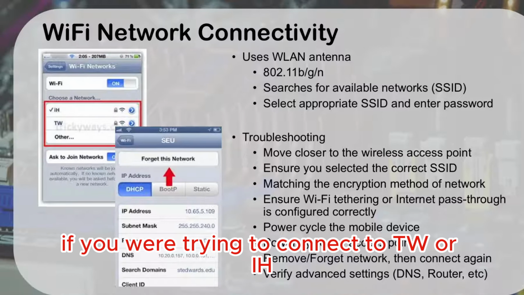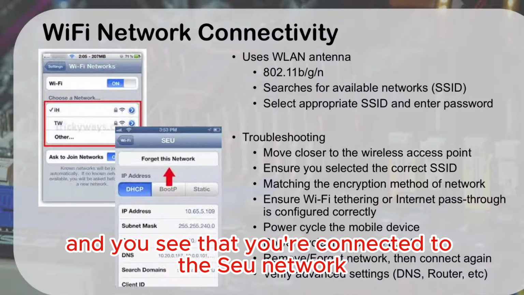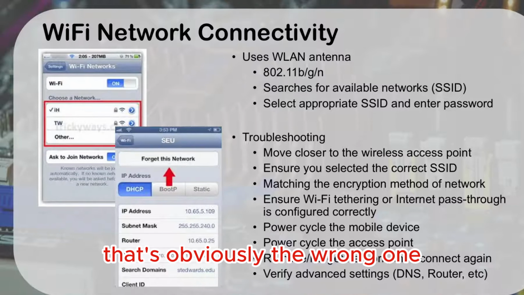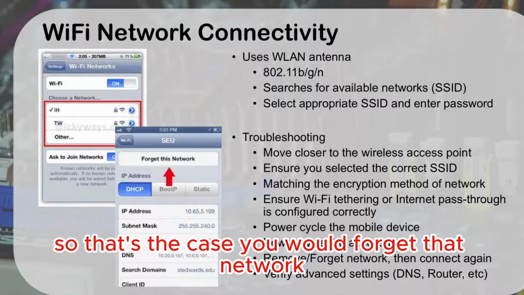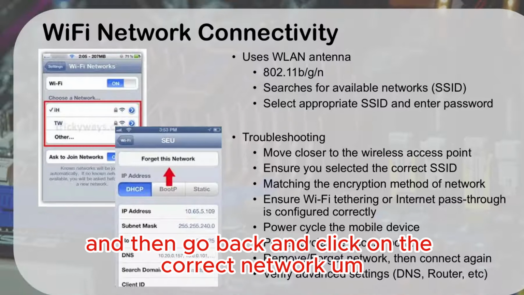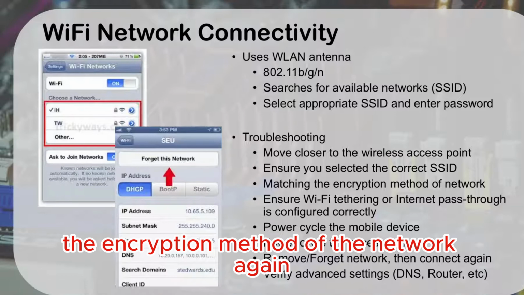So if you were trying to connect to TW or IH and you clicked on your network and you see that you're connected to the SEU network, that's obviously the wrong one based on what we thought we were connected to. If that's the case, you would forget that network and then go back and click on the correct network. You want to make sure you're matching the encryption method of the network.